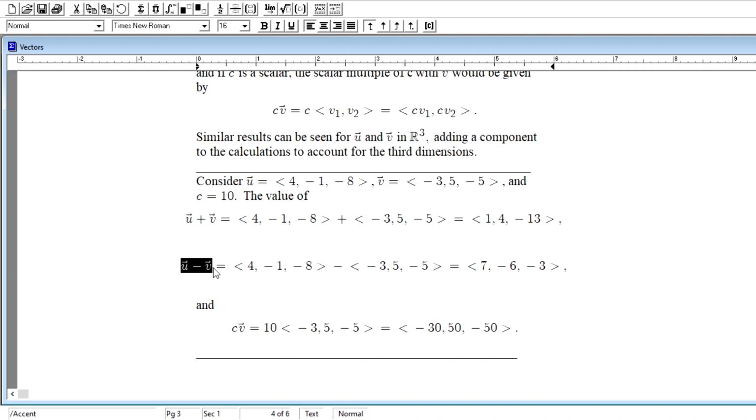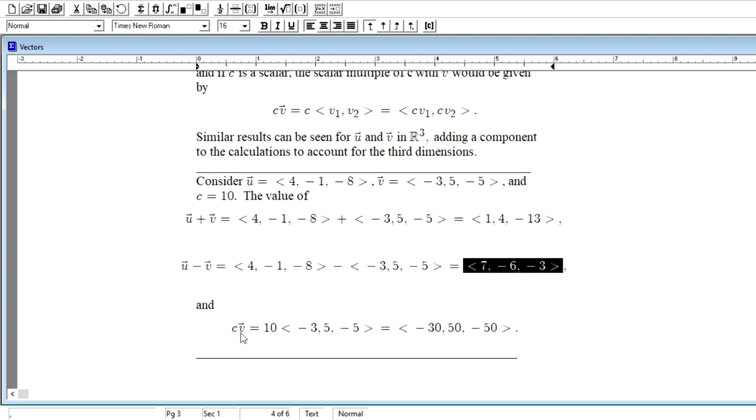Their difference, presenting u first, followed by taking away from that vector v, is what's going to give us the difference of these two vectors, u minus v. 4 minus -3 is 4 plus 3, or 7. -1 minus 5, well, that's -6. And -8 minus -5, well, that is -8 plus 5. That is -3 in value. So u minus v in this case results in the three-dimensional vector 7, -6, -3.